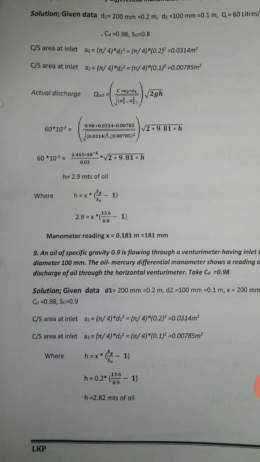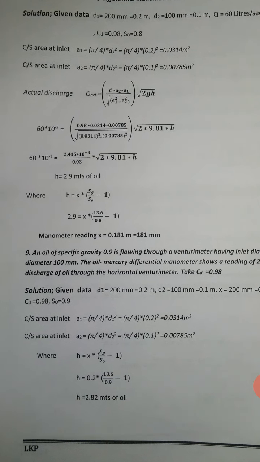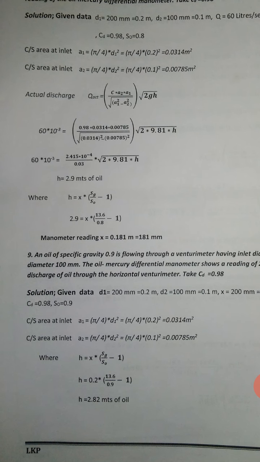CD equals 0.98, D1 equals 0.2 meter, D2 equals 0.1 meter, X equals 200 mm, that is 0.2 meter, and S naught, the specific gravity of oil, is 0.9. The cross-section areas A1 and A2 are 0.0314 meter square and 0.00785 meter square. H equals X into bracket SG divided by S naught minus 1. So we get 2.82 meters of oil.